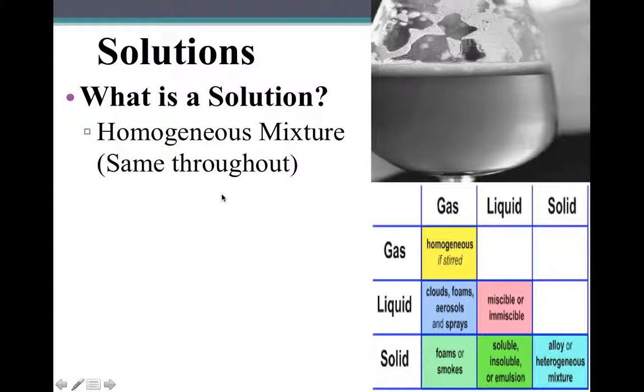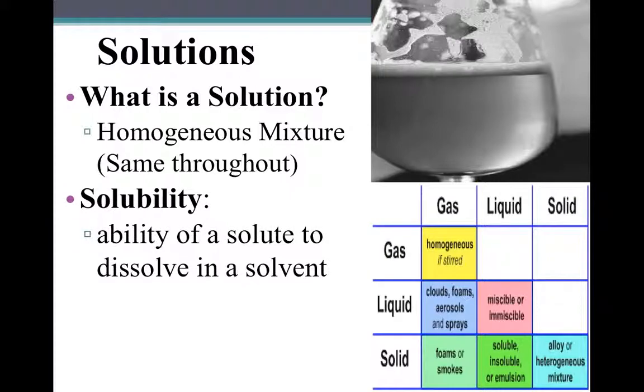A solution is when you mix something in with something else and it dissolves in there, such as sugar being dissolved in water. That would be a homogeneous mixture, meaning the sugar is actually dissolved into the water and it makes it clear all the way throughout. So it is considered the same throughout from the beginning to the end.